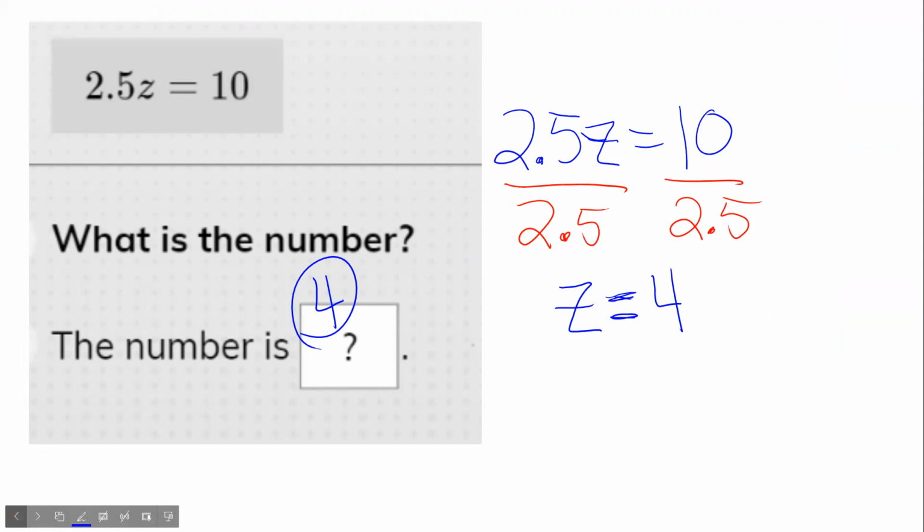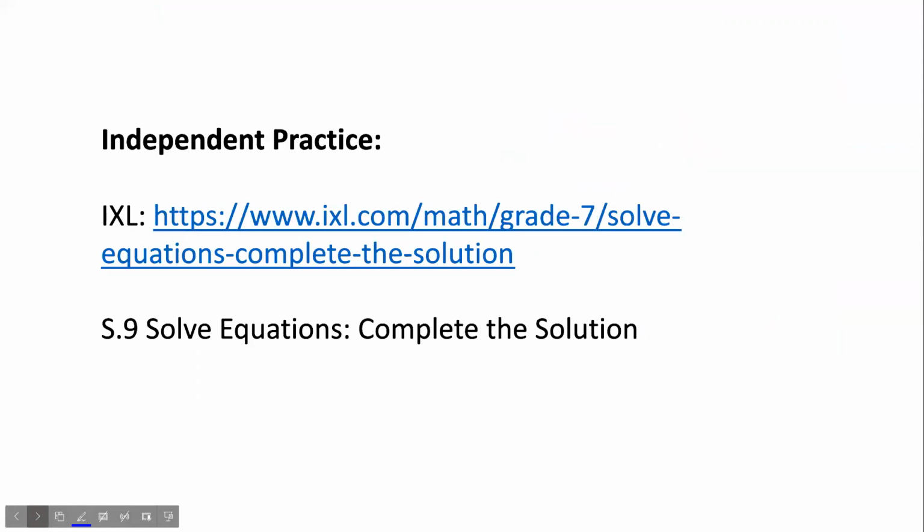substitution. Okay. Don't forget about your independent practice if you haven't already completed that S9 solve equations, complete the solution, because it takes you through 2-step equations and that process. Okay, these are all 1-step equations, but 2-step equations are pretty much the same thing.